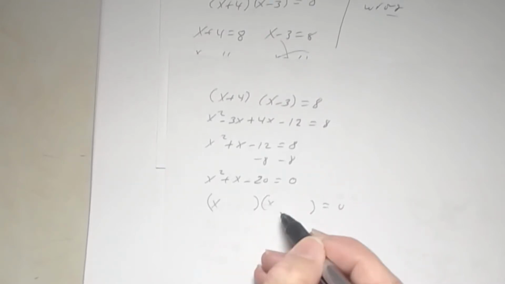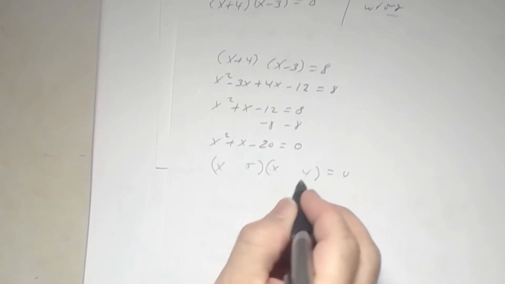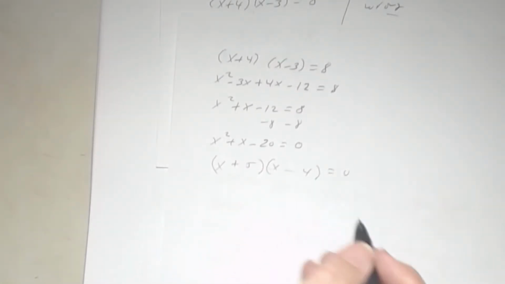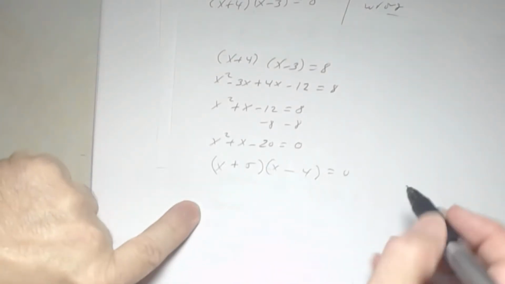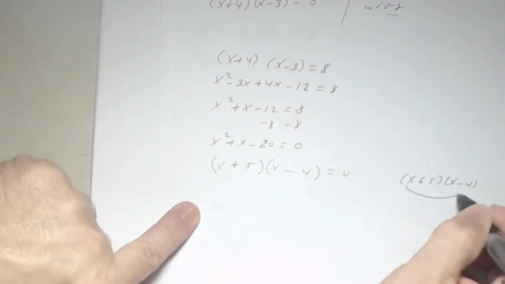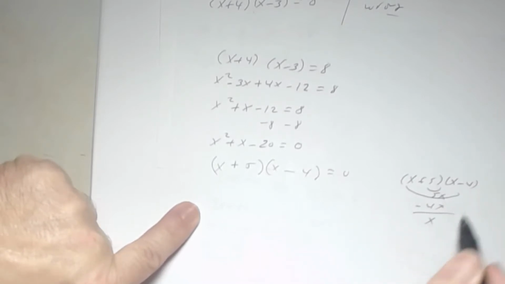Okay. x and x. I think 5, 4, right? 5 has to be positive. 4 has to be negative. And you gotta always check it. The outer is negative 4x. The inner is 5x. When I add them up, I get x, which is what I wanted.